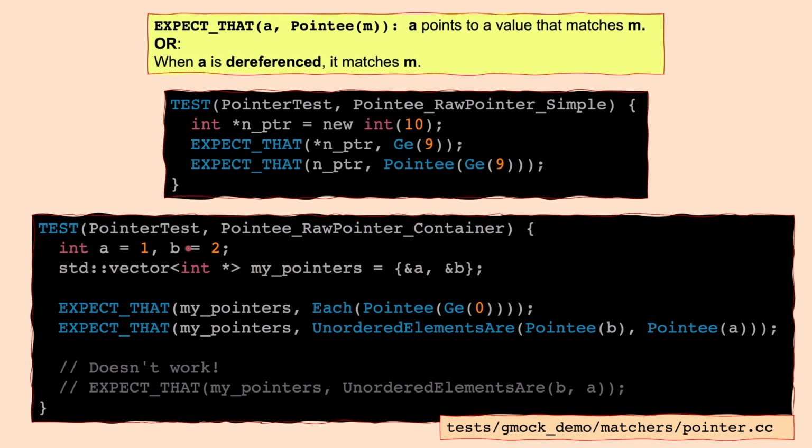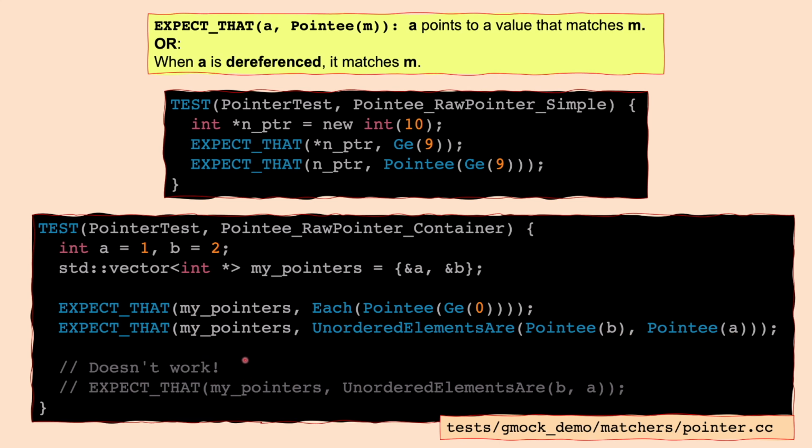So suppose I have a vector of pointers. In this case, I have two variables, and my pointers vector contains pointers to these variables. Now I can write something like this. I can say, expect that my pointers vector, each item in it, when dereferenced, is greater than or equal to 0. And as you can see, this is the case for both A with value 1 and B with value 2. Or I can say, expect that the elements inside my pointers, ignoring the order, when dereferenced, are B and A.